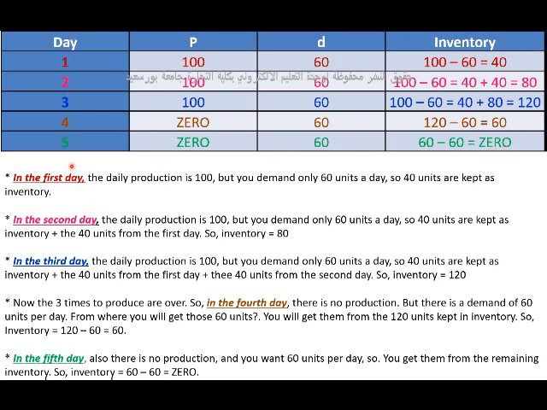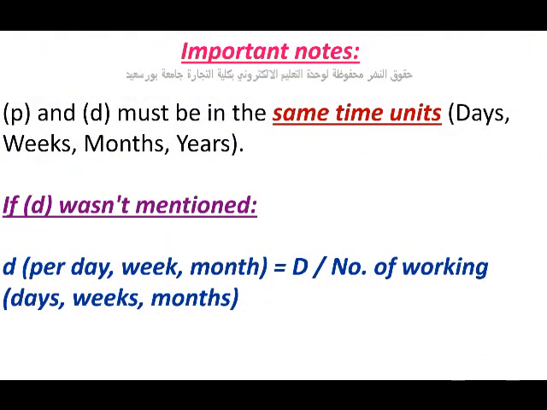Cycle time here is 5 days. After this you can start a new cycle. Some important notes here. Production per day and demand per day must be in the same time units: days, weeks, months, years. If D wasn't mentioned, P per day, week, or month equals D over the number of working days, weeks, or months.